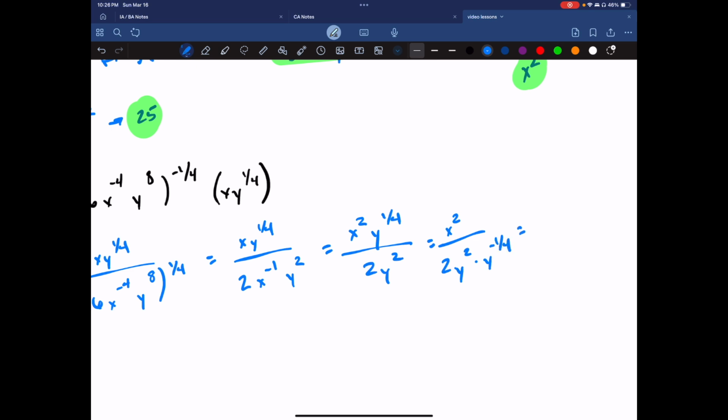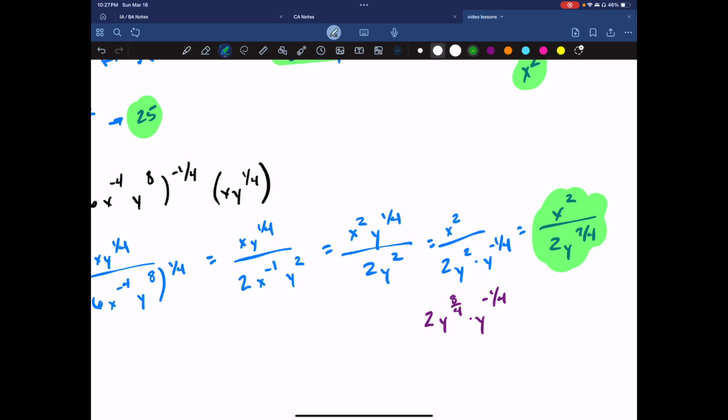Now, I did this because it may not be obvious to you, but when you multiply like bases, you add the exponents. And when you have opposite signs, you're subtracting essentially. So 2 plus negative 1/4 is the same thing as saying 2 minus 1/4. So you need to do that little conversion of what is a new fraction going to be? What is 2 in terms of 4? Well, that's going to be 8 over 4, minus 1 over 4. And then that is going to give you a final answer of x squared over 2y to the 7/4. See, nothing like a lot of fractions to end the day on. So this is your answer.